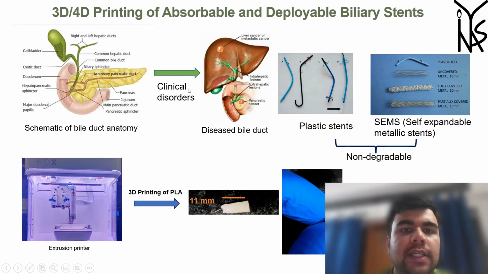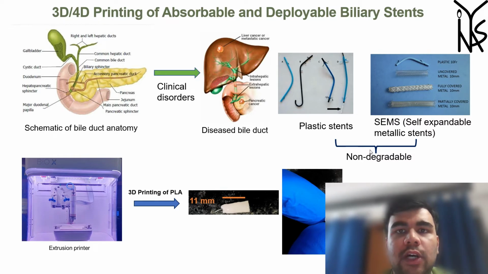Now, due to multiple clinical disorders like liver cancer, pancreatic cancer, or benign disorders like traumatic injury to the abdomen, the bile duct tends to get occluded or blocked very frequently. In the event of such blockage, stents are typically used to clear the obstruction and ensure smooth flow of bile. The clinically available stents are mostly restricted to plastic and metallic stents, both of which are non-degradable, which means the patient has to undergo a revision surgery to remove the stent, which incurs additional healthcare costs, hospital stays, and additional pain to the patient.